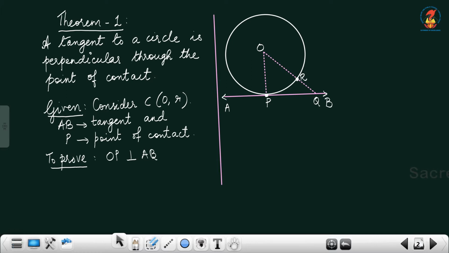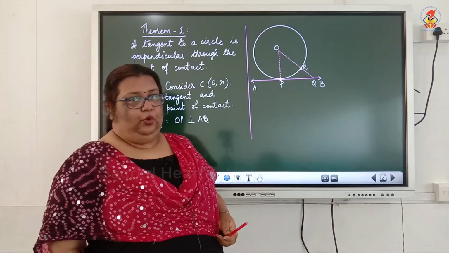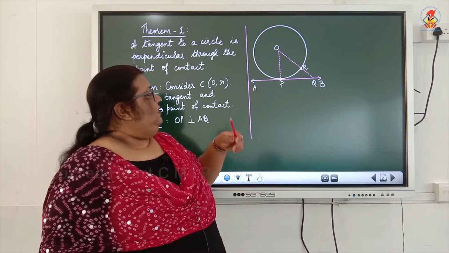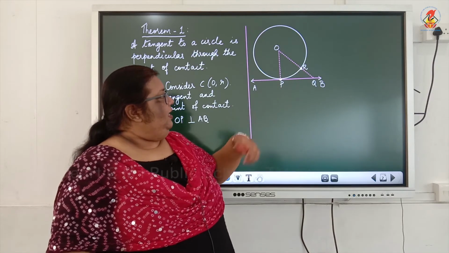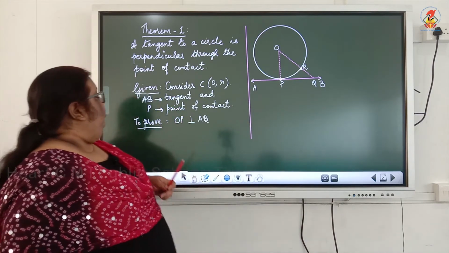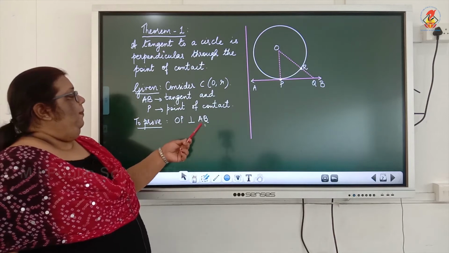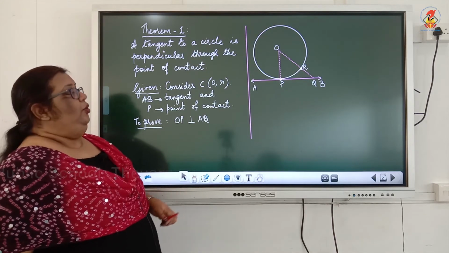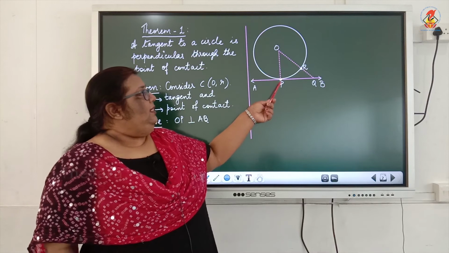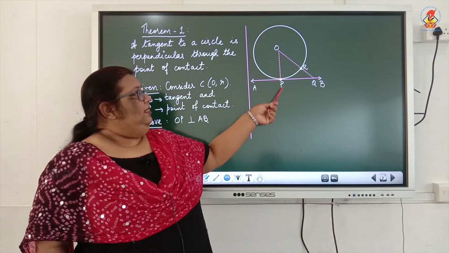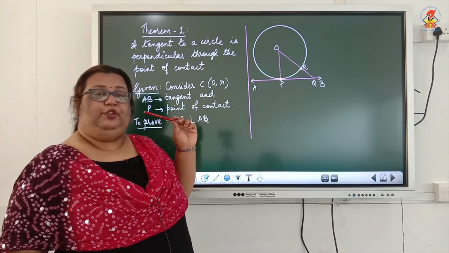Here, look into the figure. There is a circle with center O. Then the tangent is AB. You can see a tangent that touches the circle at the point P. So there is a circle with center O, AB is the tangent, and the point of contact is P. Now you need to prove that OP is perpendicular to AB, or you need to prove that at angle P a 90 degree angle is formed. That is what we have to prove.